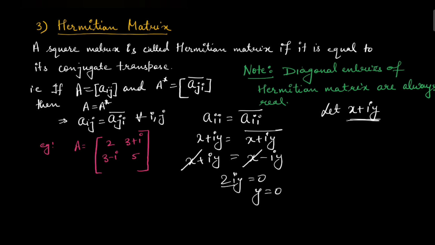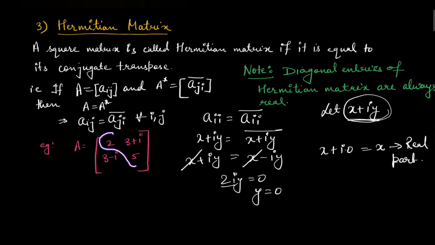So in a complex number, if your imaginary part is 0, that means x plus iota 0, and that is x, which is only a real part. What it means is that all the diagonal entries in a Hermitian matrix will definitely be real. So if you take a complex number on the diagonal, it is never going to be a Hermitian matrix.